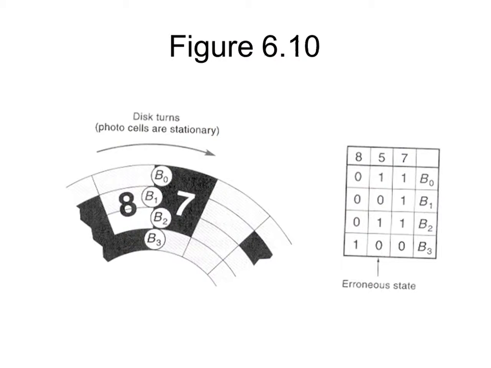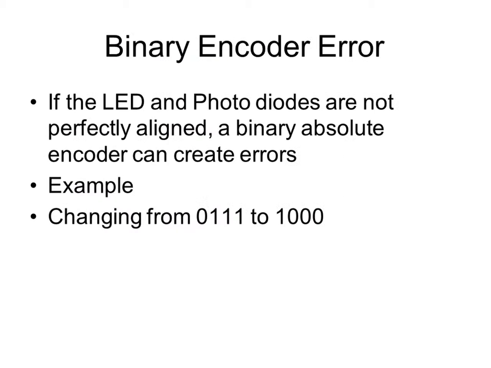This is a few problems that we have. These just have to be very precise if your sensors are out of line. So this is why normally we don't use individual sensors. We buy these reading heads where everything is perfectly aligned, so you don't get this bit error right here. Not perfectly aligned, binary absolute encoders can create errors.